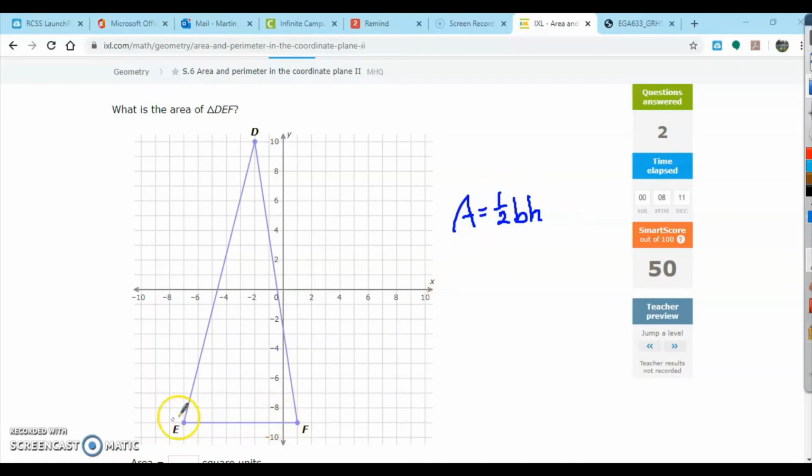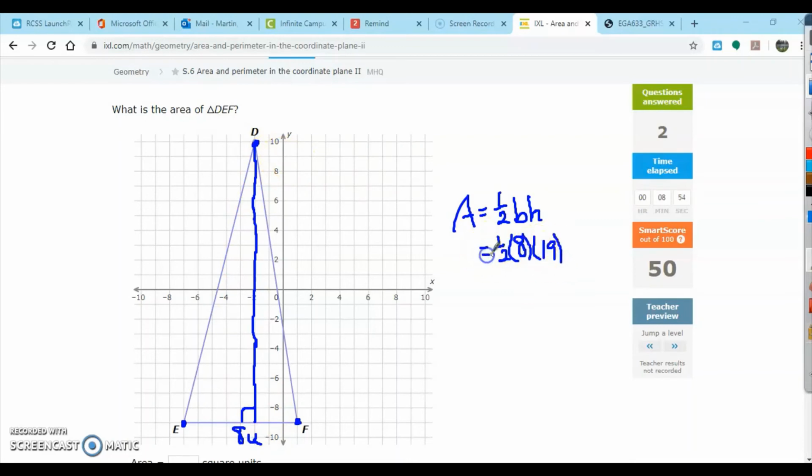Well, the base is the distance from E to F. So that's the distance from an x value of -7 to an x value of 1. That's 8 units. So the base here is 8. So 1/2 times 8 times the height. What's the height of this triangle? We'll drop a perpendicular from the top point all the way down to your base. I know this is not a straight line, but we're going to do our best. Boom, perpendicular right there. That's our height. The height of this triangle runs from -9 all the way up to 10. That's 19 units.